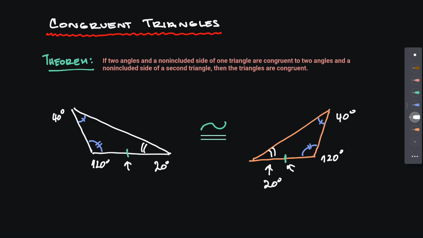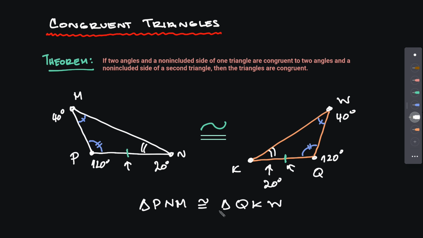Okay, so for this, let's put names to this. So this is M, this is N, this is P, let's call this K, Q, and I don't know, W, then the triangle MNP must be congruent with the triangle KQW. Remember that the order matters, okay? So in the next video, we're going to solve a couple problems and proofs related to this theorem and the other three postulates that we just discussed.